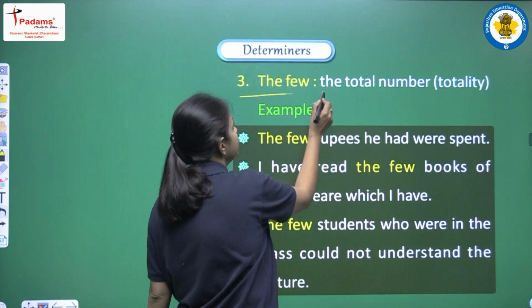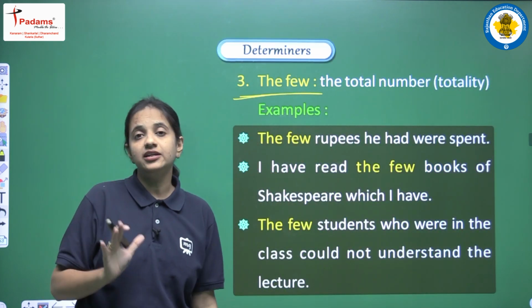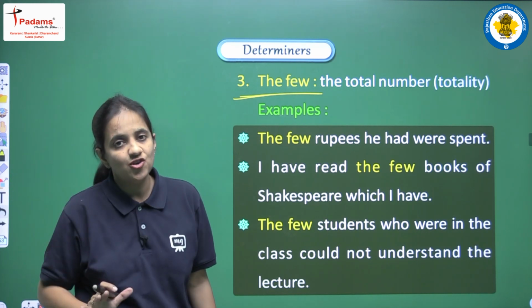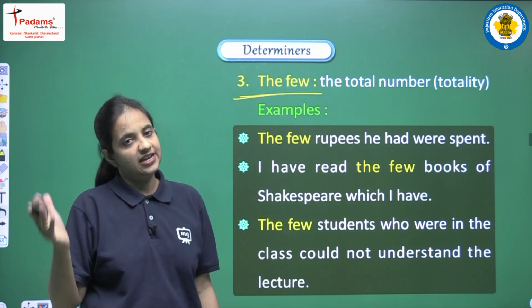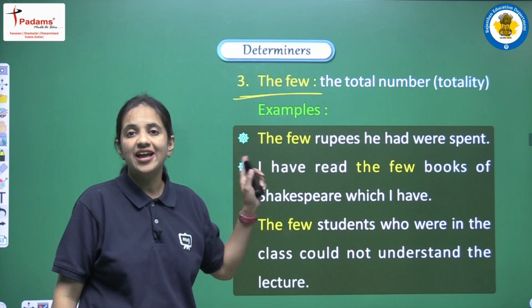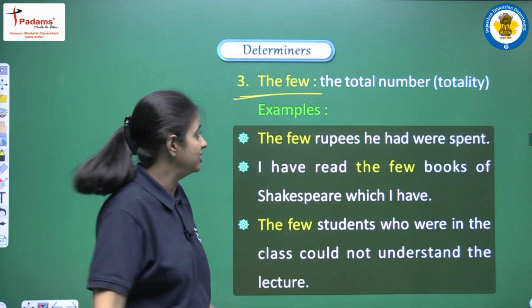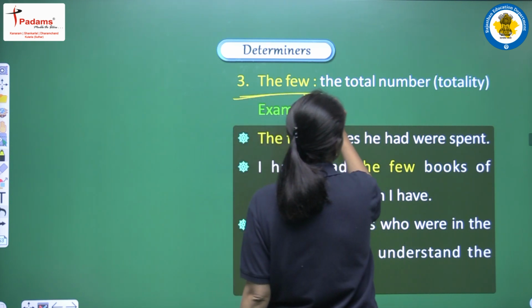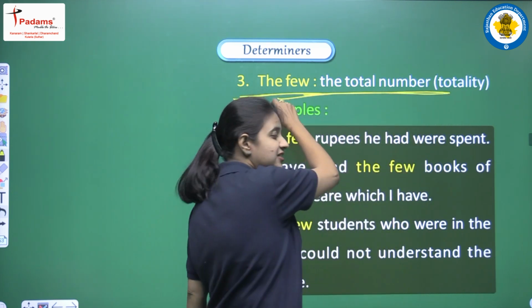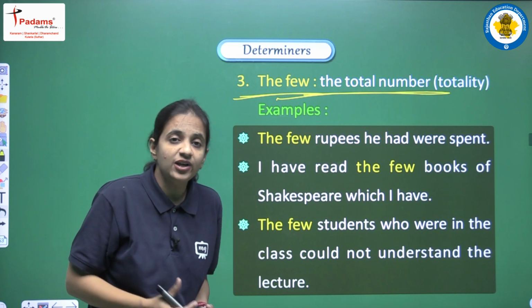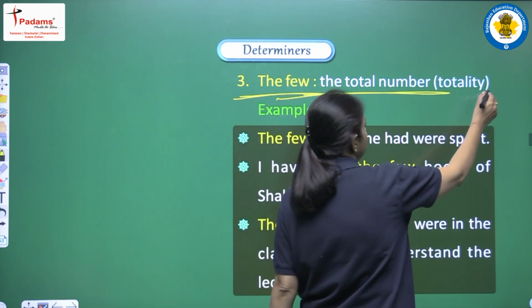Next we are having the few. So this is the third determiner of this category. First of all we talked about few, second was a few, and now we are having the few. So let's see the meaning, the use of this determiner. Yes, this is used to show the total number, this is used to show totality.